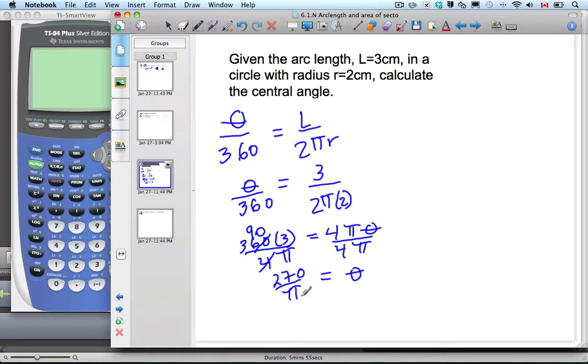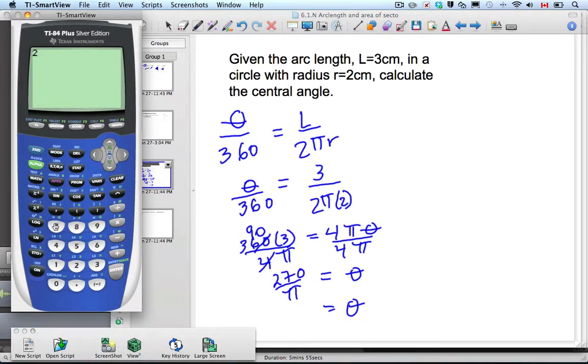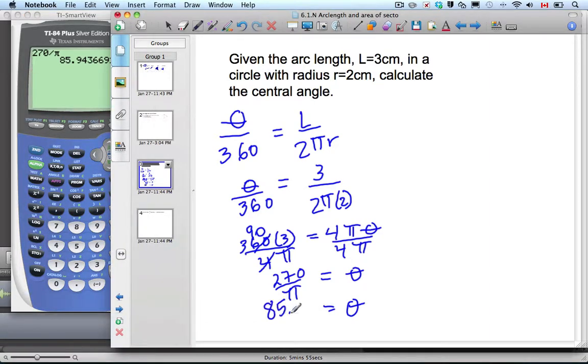Well, that's a pretty funny looking angle, but that's what the value is. Let's see what the approximate value is. 270 divided by pi equals 85.9 degrees, to 3 significant figures. There we go. That's it.